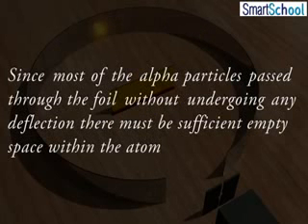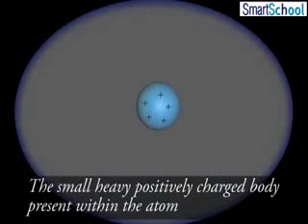From these observations, Rutherford drew the following conclusions. Since most of the alpha particles passed through the foil without undergoing any deflections, there must be sufficient empty space within the atom. This small, heavy, positively charged body present within the atom was called the nucleus.